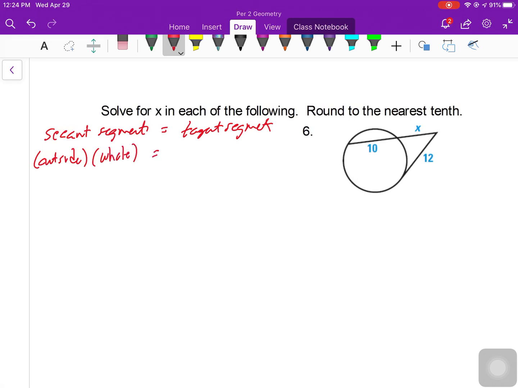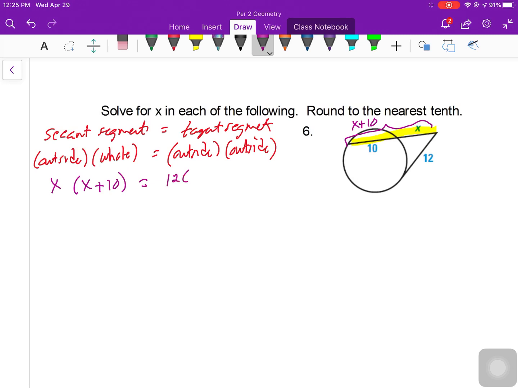For the secant, we're going to take the outside times the whole length. For the tangent, we're going to take the outside times the outside. For this secant segment, the top one here, the whole length would be x plus 10. So I'm taking x times x plus 10. For the tangent segment, 12 times 12.